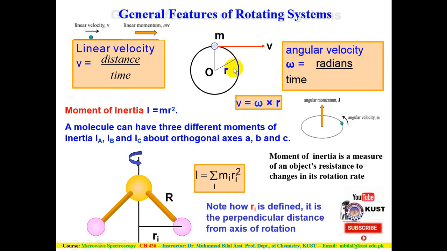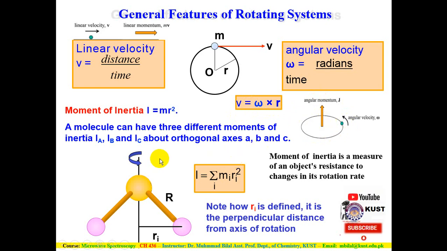Next is the angular velocity. When the molecule is rotating, it also has a specific type of velocity which we call angular velocity, and its value is equal to omega. It is equal to v over r. This body is associated with angular momentum. If a molecule is rotating anti-clockwise, the direction will be upward from the page or plane.